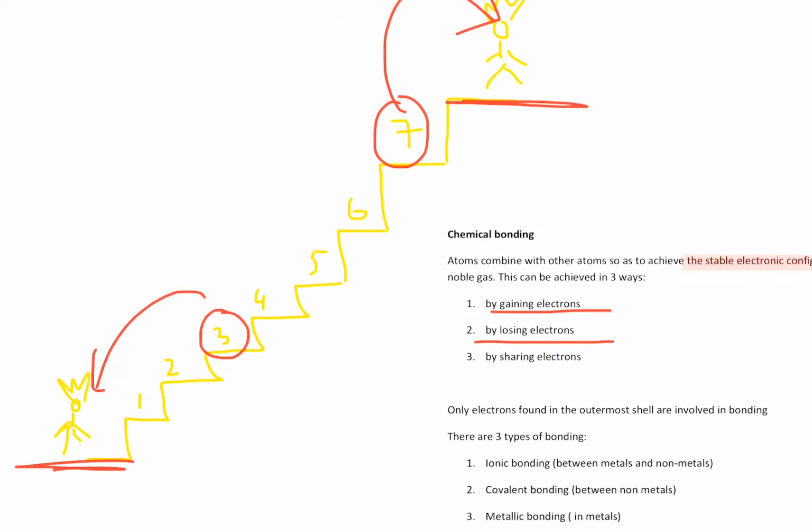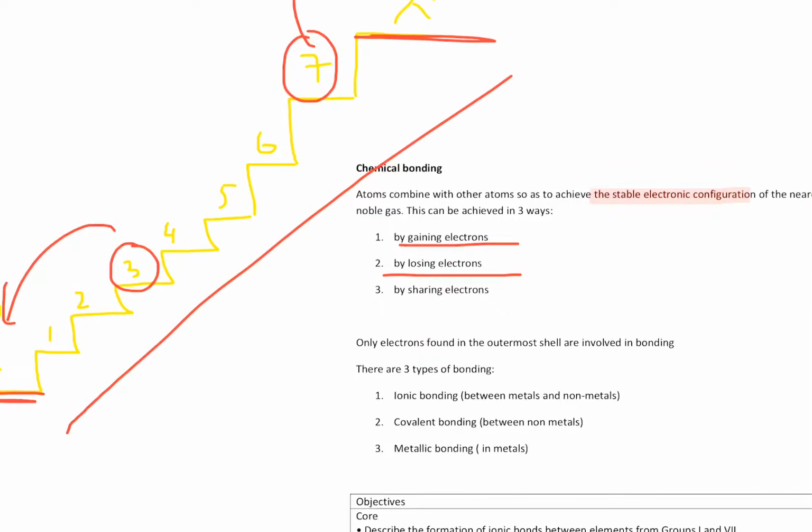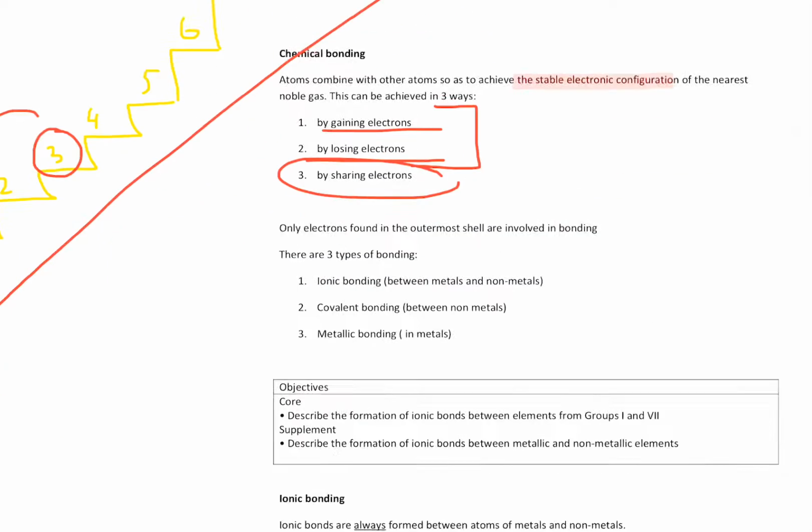Now, using this, you won't be able to see how they share electrons to be stable, but there is a possibility that if one lacks 2 electrons, then another can share 2 electrons so that they have 8 electrons in total in the outermost shell. We'll see that later on. For now, we're more concerned about gaining or losing electrons.